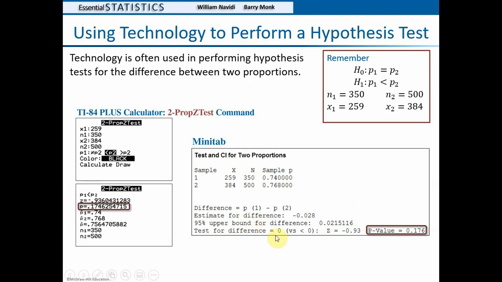Test for the difference, equal to 0 versus less than 0. So this would be P1 minus P2. This is interpreted as P1 minus P2 less than 0. So that's why it's versus less than 0. Then there's the Z-score for my calculation, the same thing. And then there's our p-value that we would directly go and draw our conclusions from.